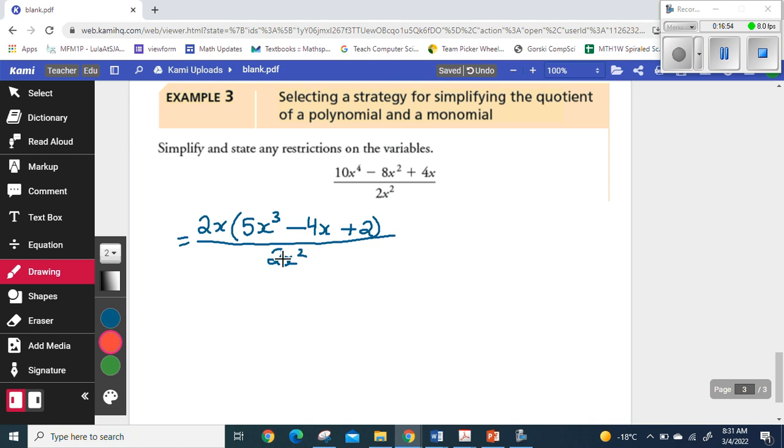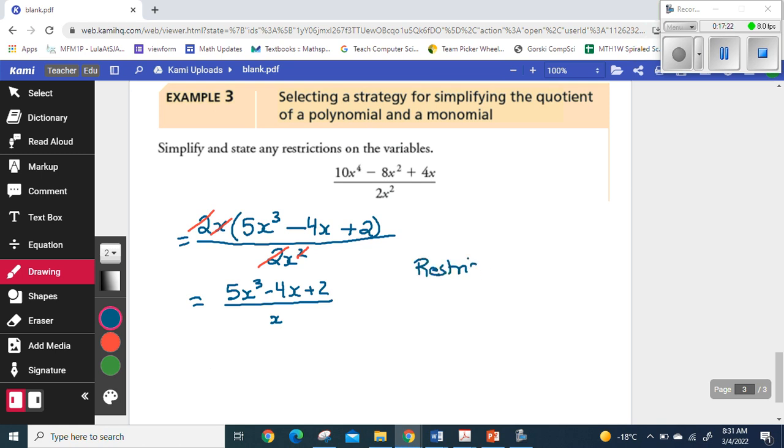The only thing I can cancel is whatever's been factored out, right? This 2 with this 2. 1x factors out, so 1x is left behind. I cannot cancel into those brackets. Do not cancel into brackets. So we are left with 5x cubed minus 4x plus 2, all divided by x. I can't cancel into those brackets because then I'm splitting this up, and that's not allowed. It's illegal.